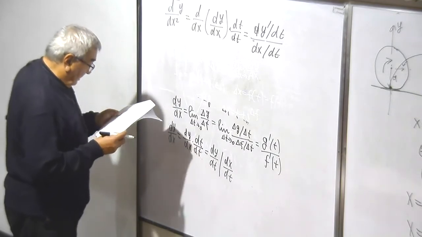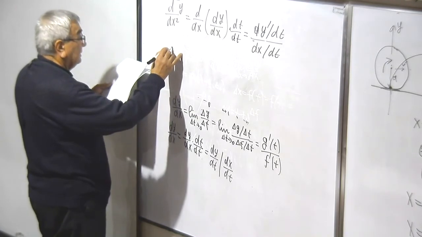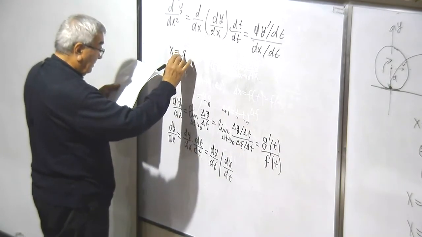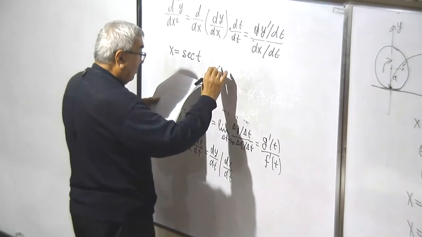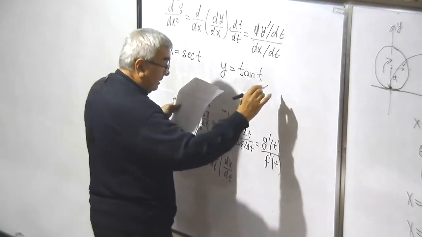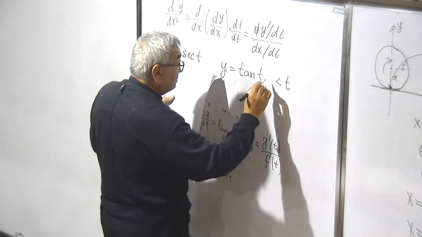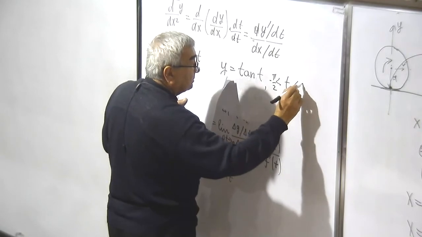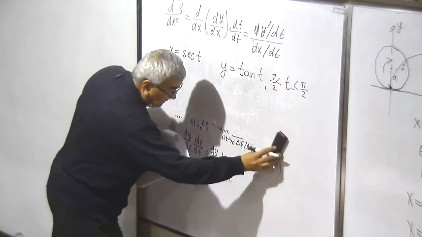And another example. Let us find the derivative of the following parametric representation of the curve. x equals sec t and y equals tan t. t changes from minus pi by 2 to plus pi by 2. That means the time changes in this interval.